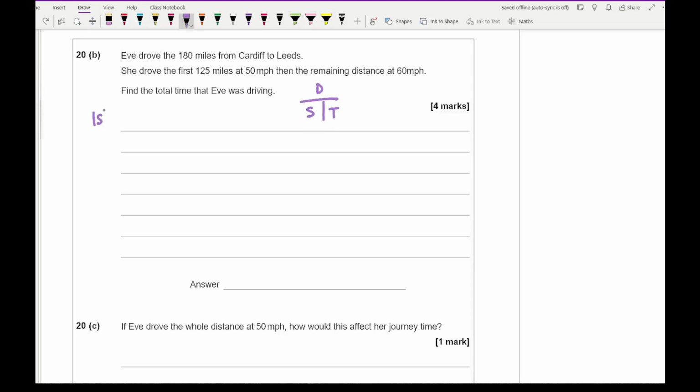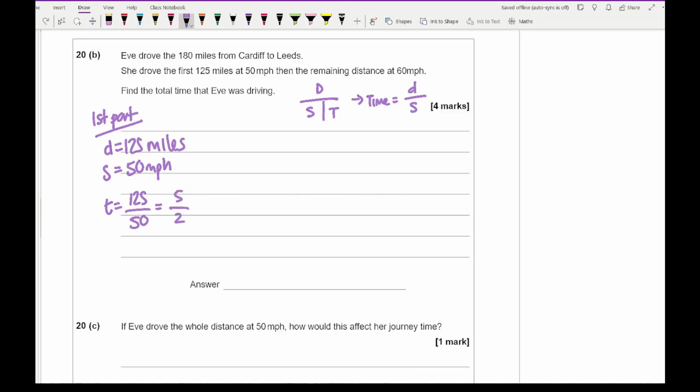Now, for the first part, in terms of using this, I know that time equals distance divided by speed. So for the first part, her distance was 125 miles and her speed was 50 miles per hour. So the time is going to be 125 divided by 50, and if I simplify this fraction, I divide both numbers by 25, in which I get 5 over 2. So the answer then is 2.5 hours.